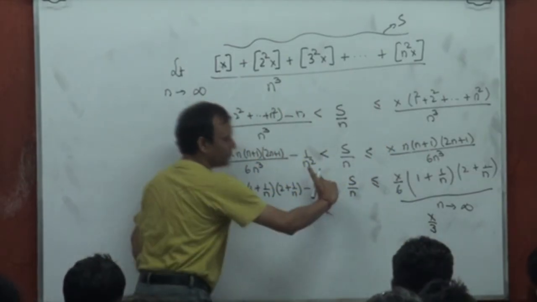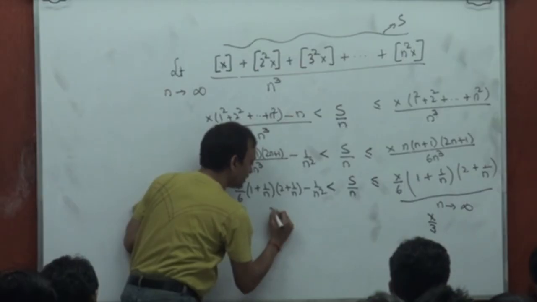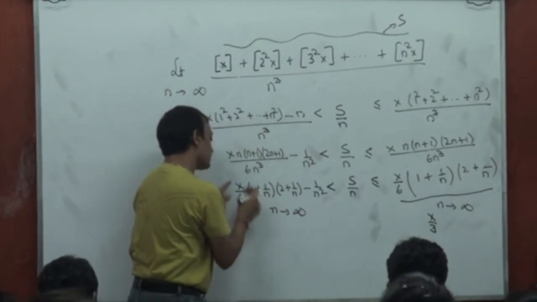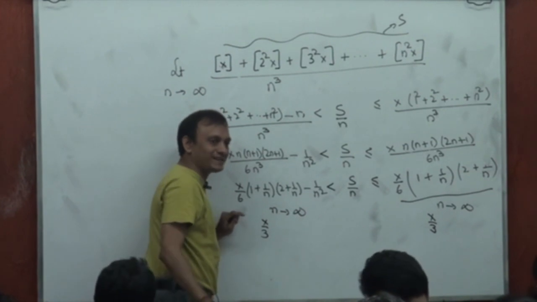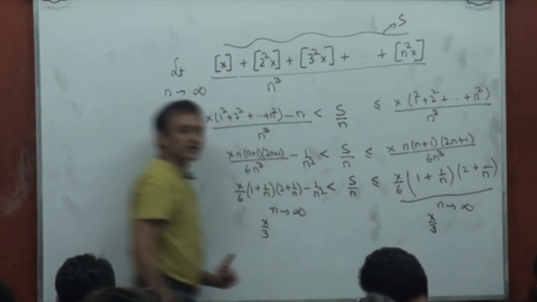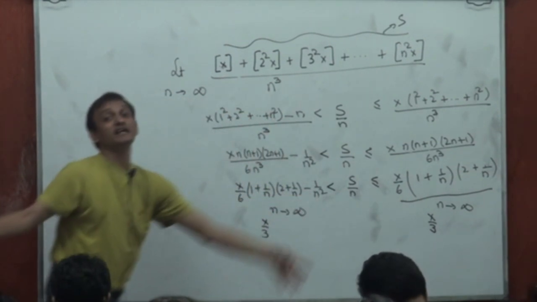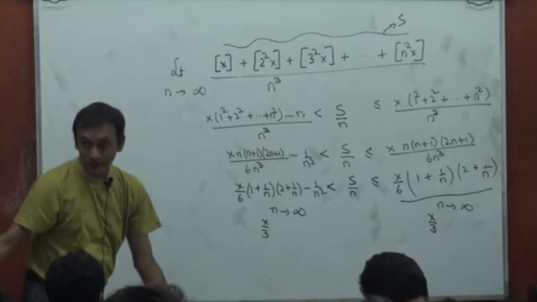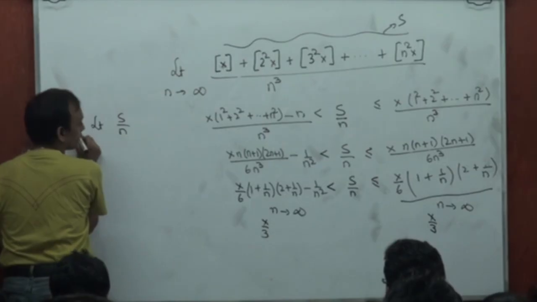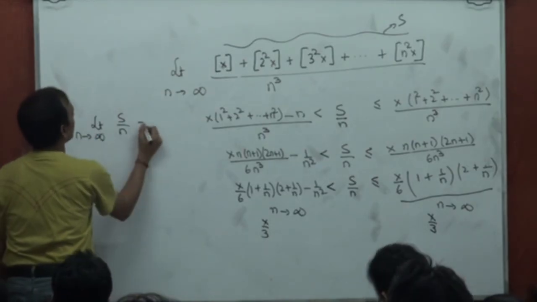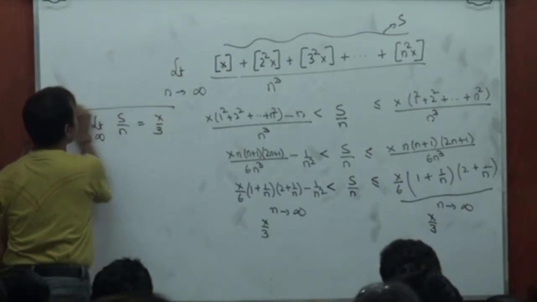As n tends to infinity, this tends to 0. And this again tends to x by 3. So the lower bound function also tends to x by 3, and the upper bound function tends to x by 3. So S by n cubed as n tends to infinity must also tend to x by 3. So the limit is x by 3. That's the sandwich theorem.